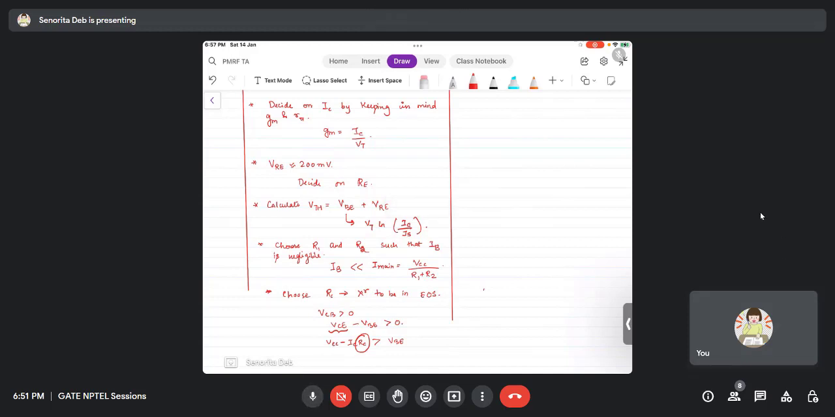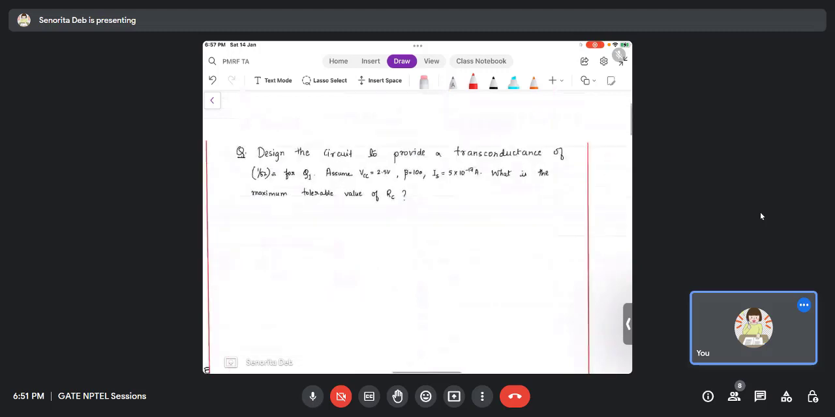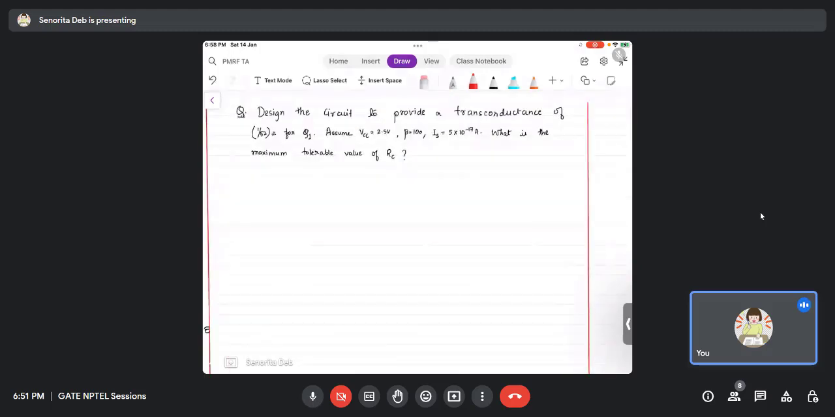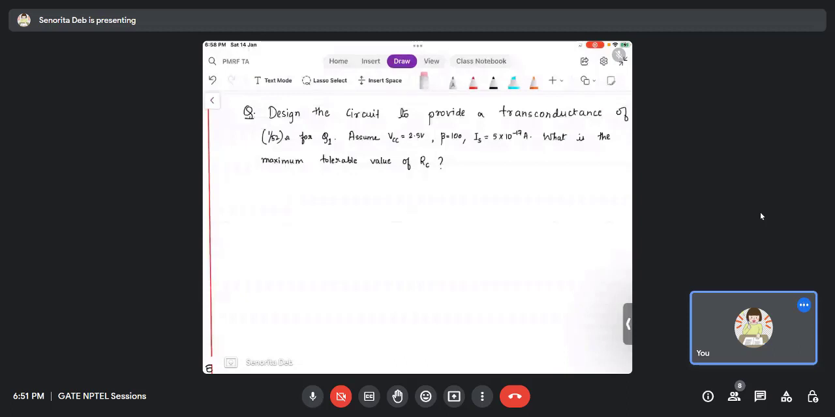Okay, so now let us come to this question. Design the circuit to provide a transconductance of 1 upon 52 ohms for Q1. Assume VCC as 2.5, beta is 100, IS is given. What is the maximum tolerable value of RC? Okay, so please start.